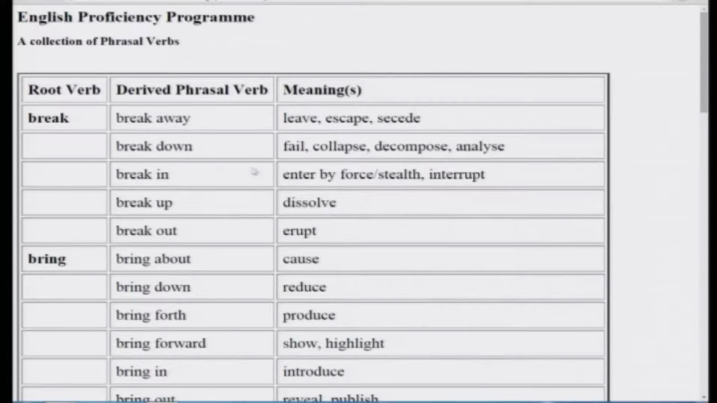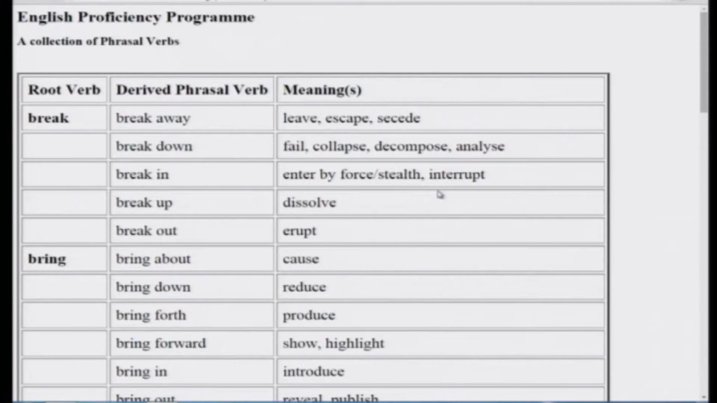Okay? Break in. Break in is typically enter by force or by some other means also. Okay? Enter in an unauthorized manner, that is break in. Okay? Or interrupt. You may break in a dialogue. Okay? Break up. This is dissolve. Okay? So, the corporation was broken up because of huge losses. Okay? Break out. You know of wars or epidemics breaking out, that is erupt.